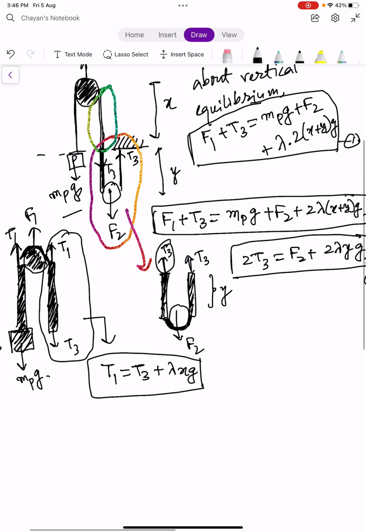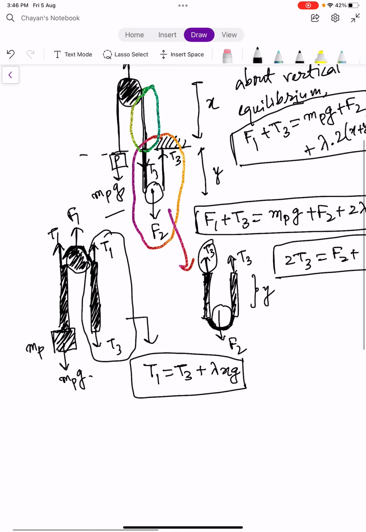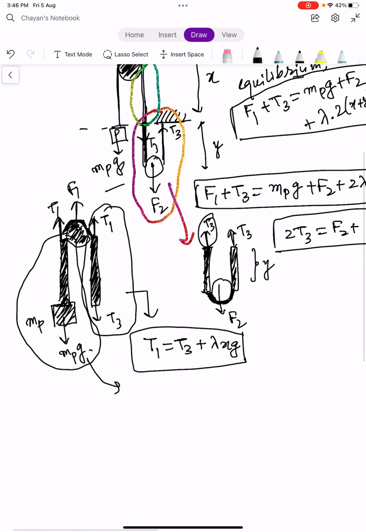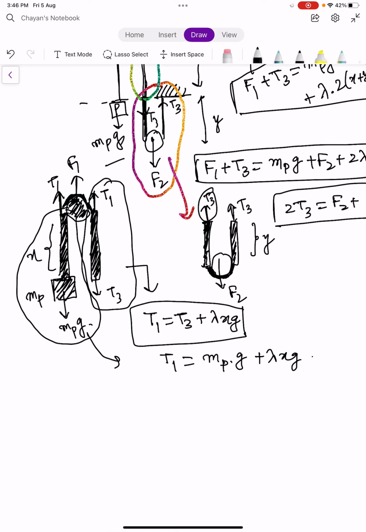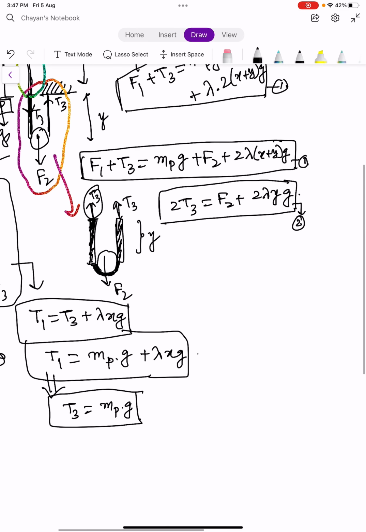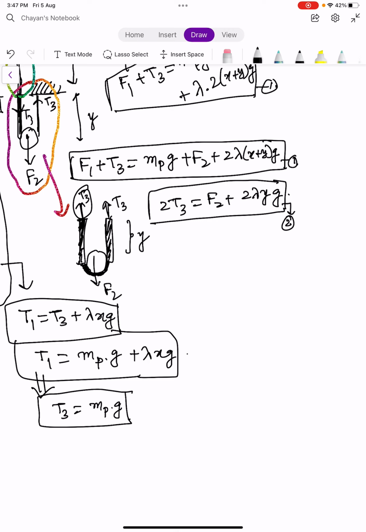From this right part we can see that T1 should equal the mass of the pulley into G plus this length X, so plus lambda X into G. Comparing these two, we can say T3 equals mass of pulley into G. This is the most important result using which we can calculate these things very easily.